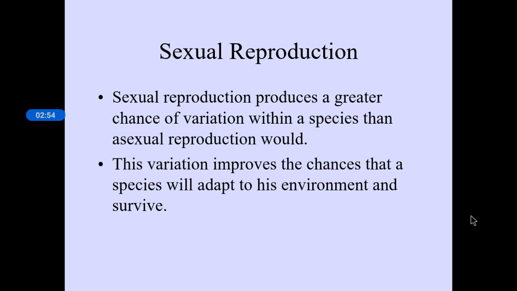We know that in asexual reproduction, only one parent is involved, right? So asexual reproduction results in offsprings that are genetically identical to the parent, because only one parent is involved. But in sexual reproduction, there is a fusion of male and female, two individuals. So sexual reproduction results in offsprings that are genetically different from the parents. This variation improves the chances that a species will adapt to its environment and survive. We already discussed variation in our previous video. It helps the organisms or the species to adapt better to their environment and survive.